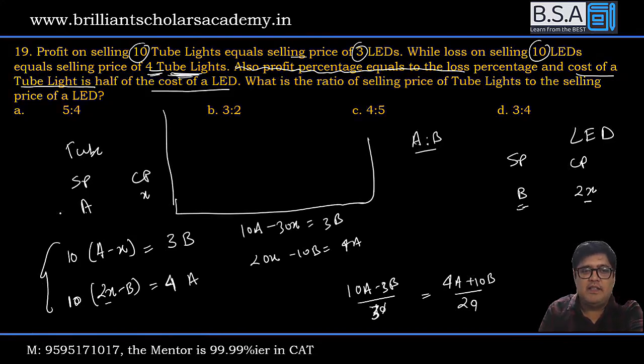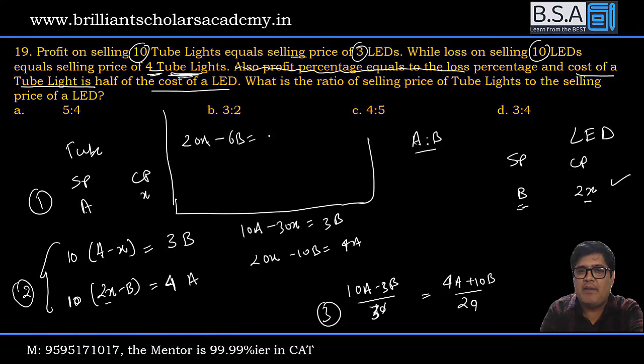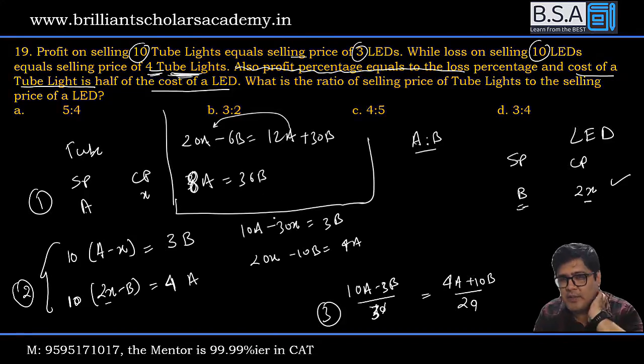Assumption is step 1. This is step 2. This is step 3. Equating x and your job is done. Cross multiply 2. 20a minus 6b. Cross multiply b. 12a plus 30b. Bring it on this side. That is 8a. Bring on the opposite side, 36b. Just make sure there are no calculation mistakes here.